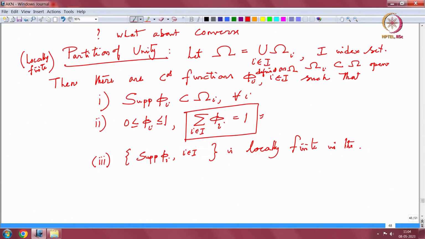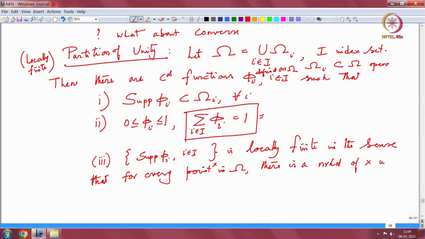in the sense that, let me tell you what that means: for every point x in omega there is a neighborhood of x which will intersect only finitely many supports of phi_i. That is for all x in omega. You can write it in a different way also.